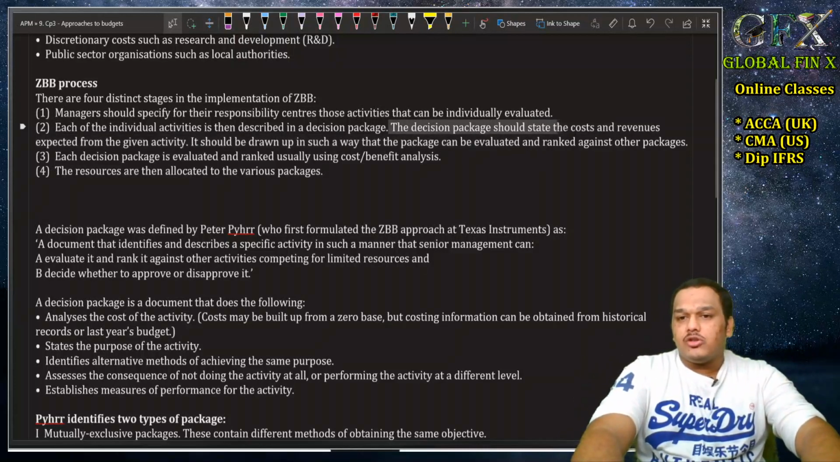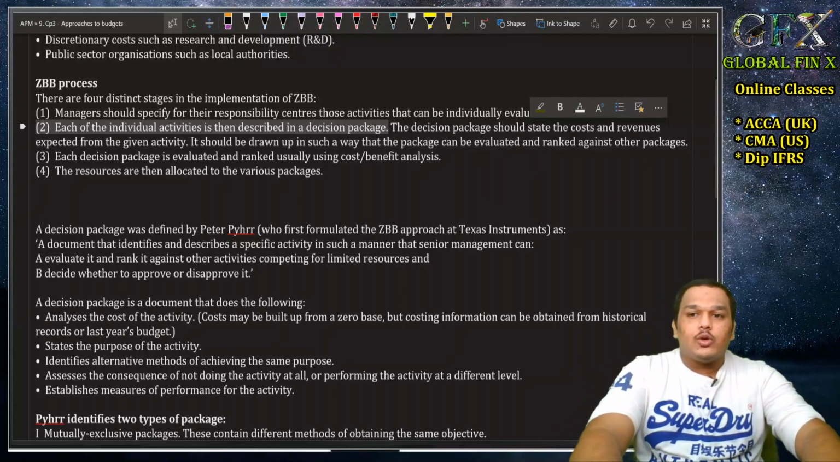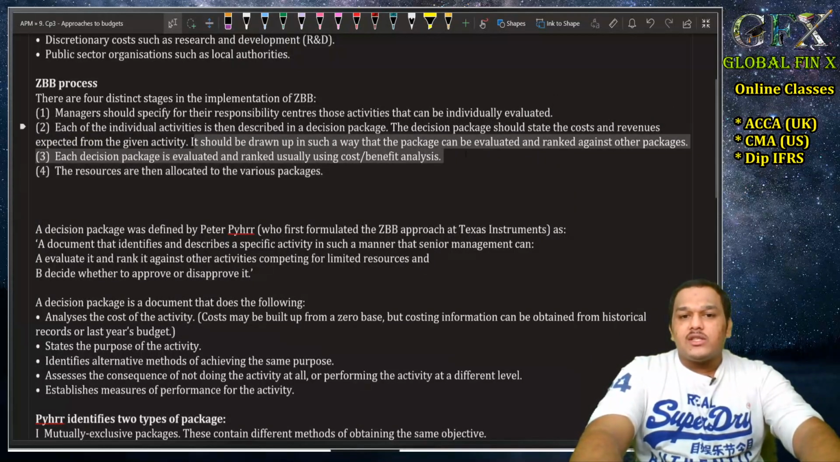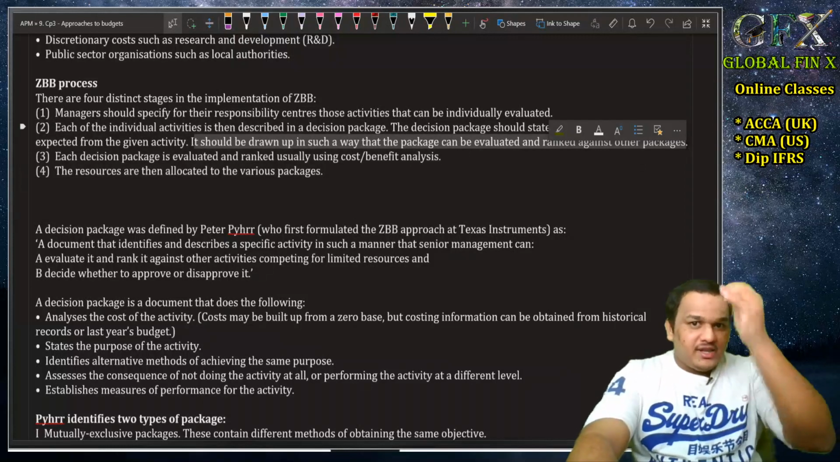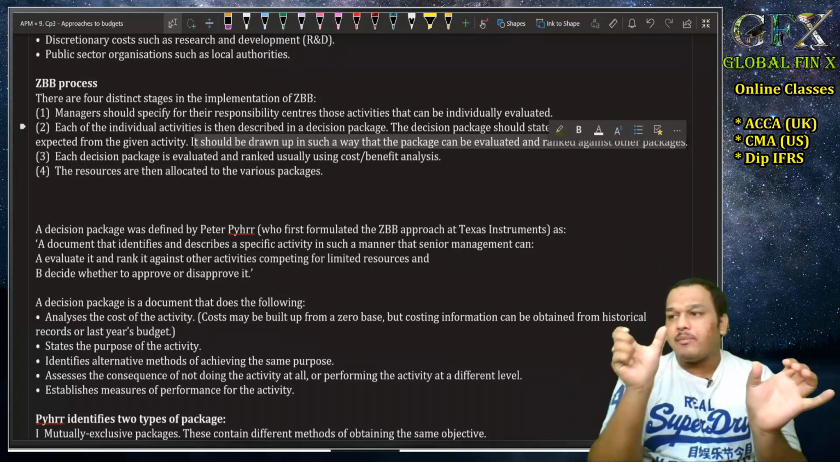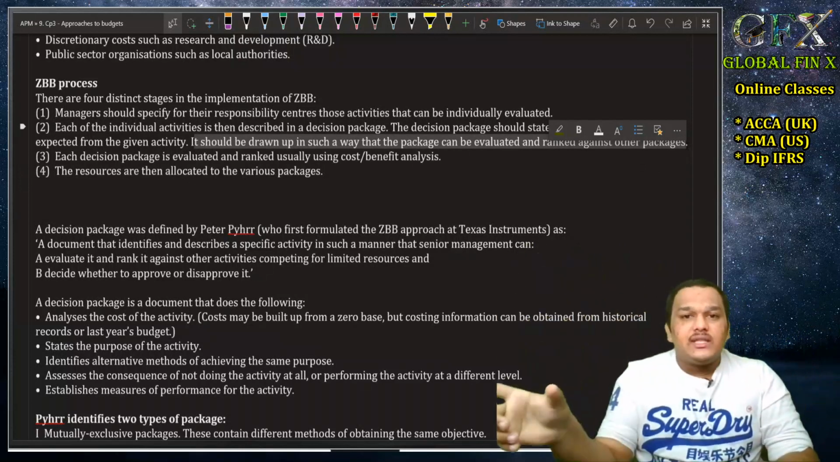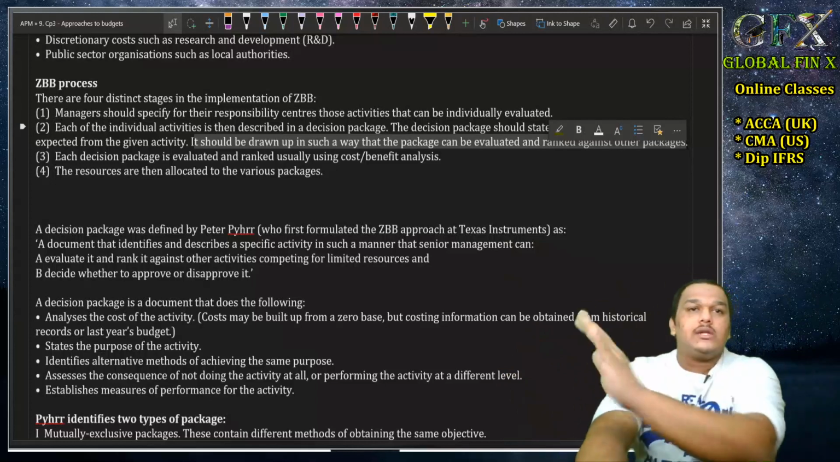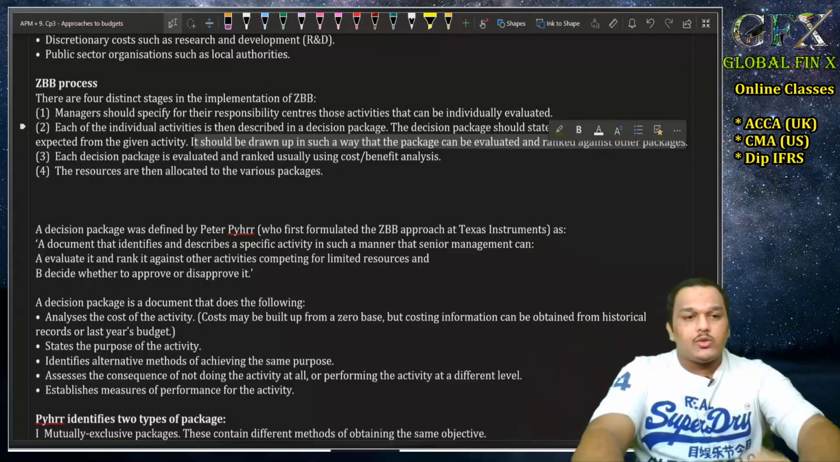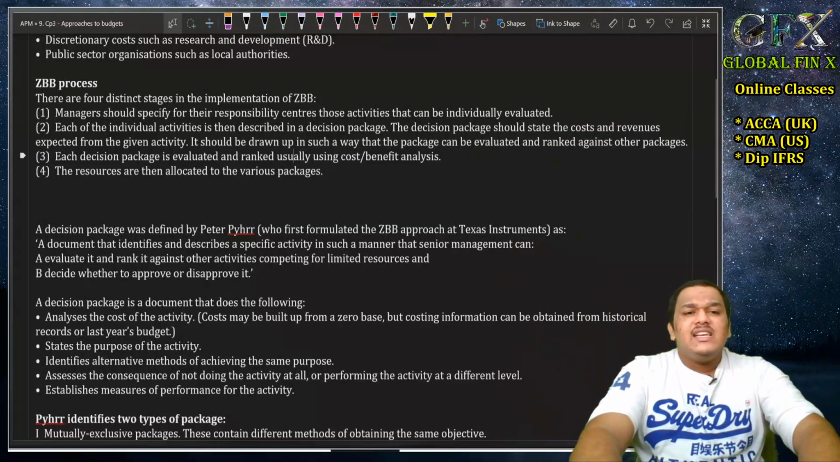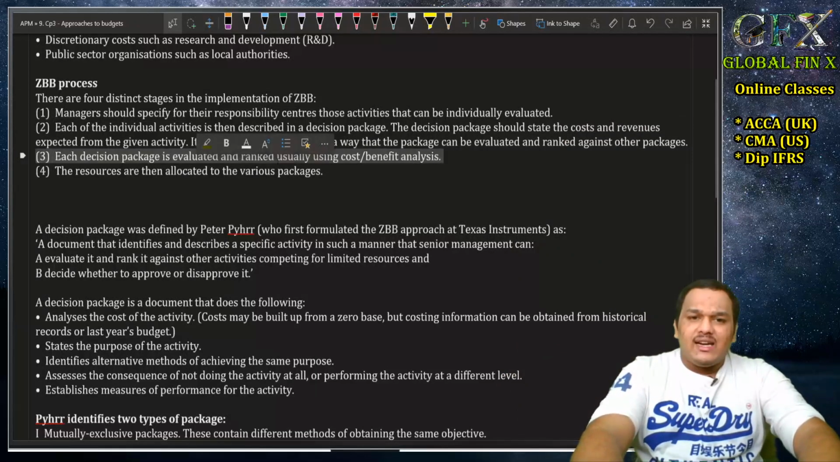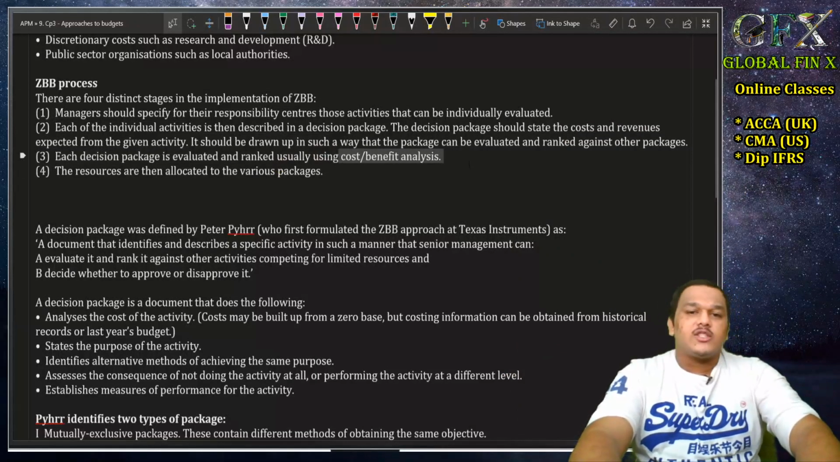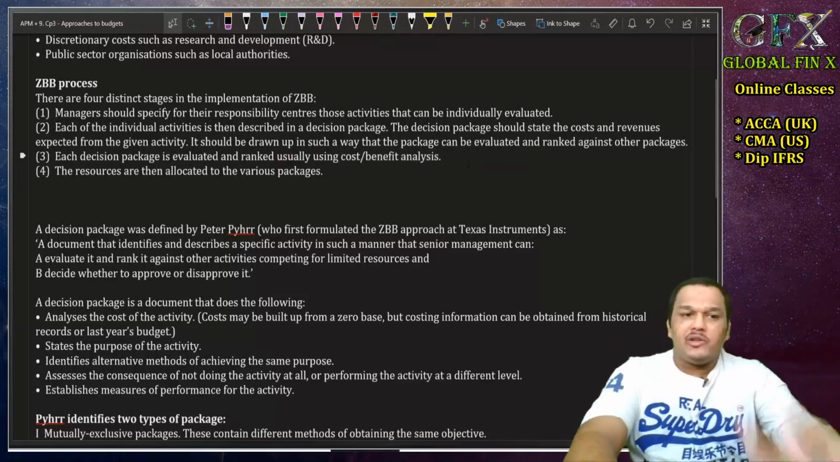See, the decision package should state the costs and the revenues, as I told you, expected from the given activity like Facebook marketing. It should be drawn up in such a way that the package can be evaluated and ranked against other packages. Like if I run a Facebook campaign, this is what I need. If I run an Instagram campaign, this is what I need. If I run direct physical marketing, this is what we need. So you can compare them and choose, okay, this and this, or else only this. Each decision package is then evaluated and ranked, usually using cost benefit analysis. How much cost we need to incur, how much benefit we'll get.